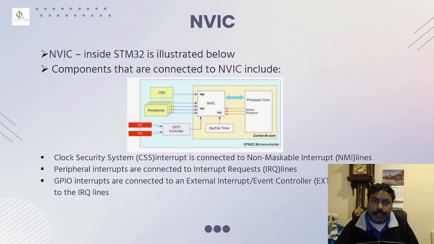If you check the block diagram, this is the one illustrated in STM32. Components connected to NVIC include the I/O ports, which have to be connected to the external interrupt controller, and the CSS, the clock security system interrupt, is connected to the non-maskable interrupt line. The other peripherals are connected directly to the IRQ lines, and the GPIOs are connected via the external event controller before connecting to the IRQ line. So this is how the registers and different peripherals are connected inside the NVIC, and the NVIC is directly connected to the processor core via the system exceptions. The system ticker is connected directly to the IRQ.